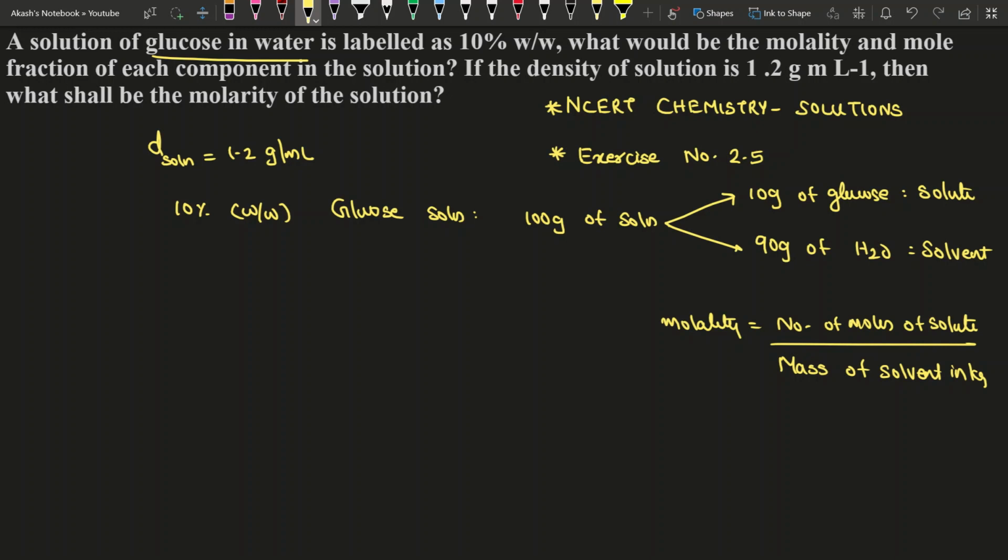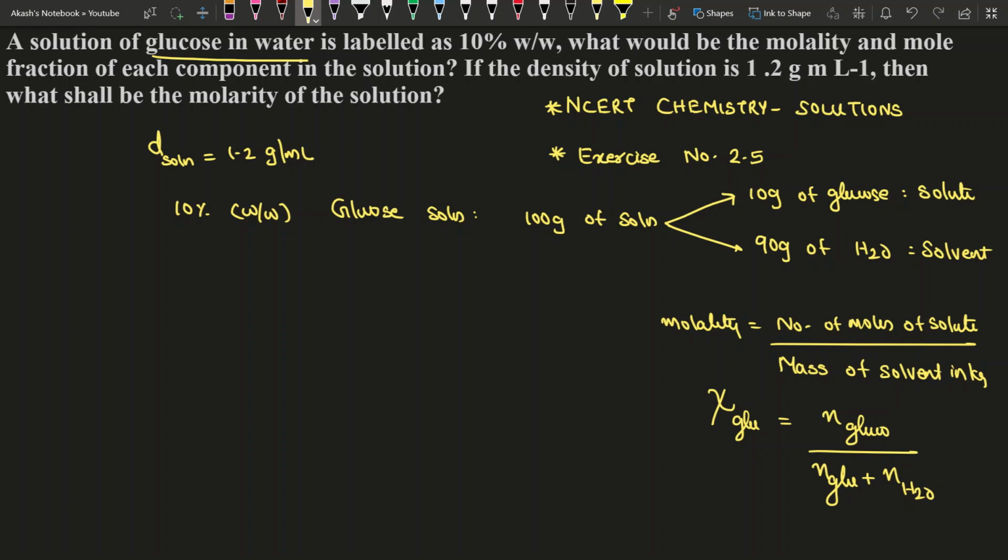Then if you want to calculate mole fraction, what is mole fraction? The mole fraction of glucose is equal to number of moles of glucose divided by number of moles of glucose plus number of moles of water. It is basically the fraction of number of moles of that particular component with respect to total number of moles present in that system. Since we are having only two components, glucose and water, in the denominator only two components will be coming. So we need number of moles.